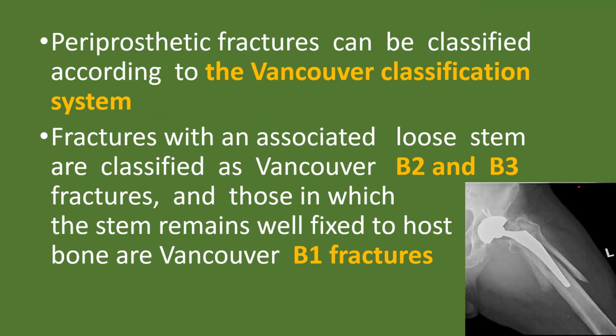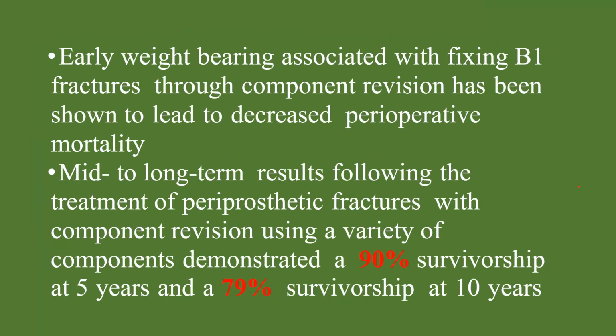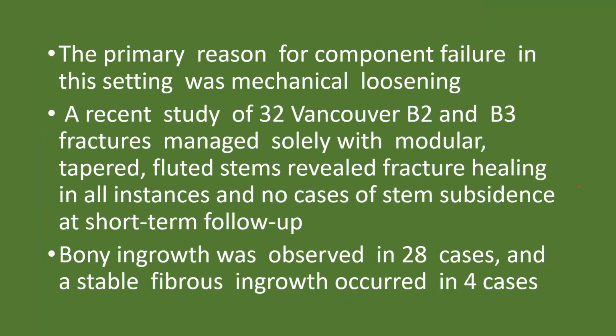B3. B1, it's well fixed, and you can apply a plate. B2 and B3, you need to change the prosthesis as a whole. Some say that even in B1, if you change the prosthesis, it will be better. And of course, in C, it's just like any other fracture that we deal with. So you have A, B 1, 2, and 3, and then you have C. So remember, it's not difficult to remember these types of fractures.